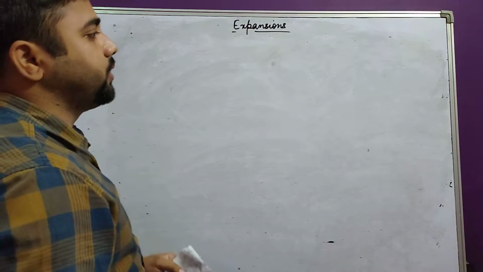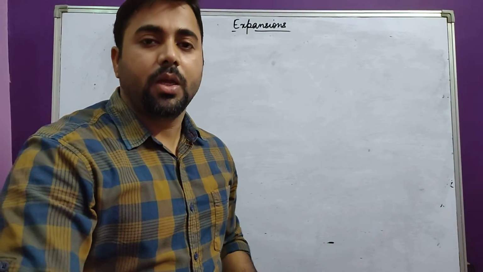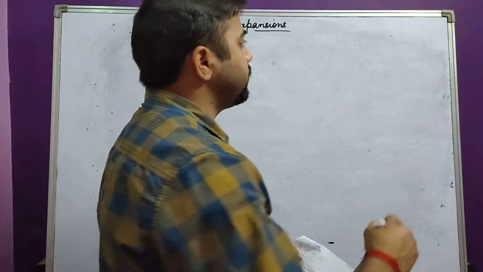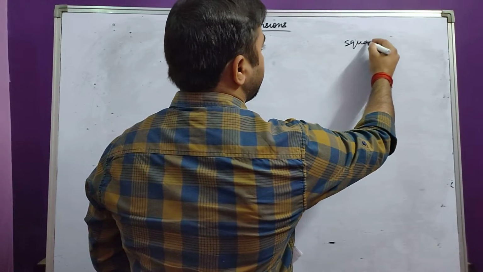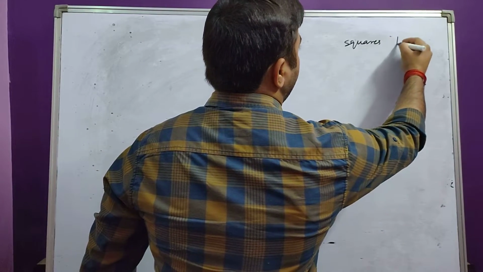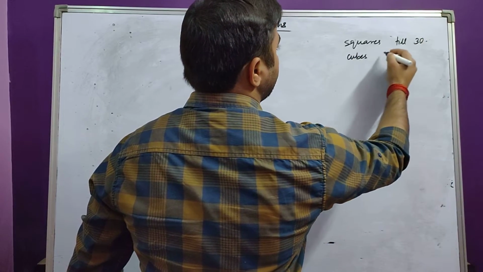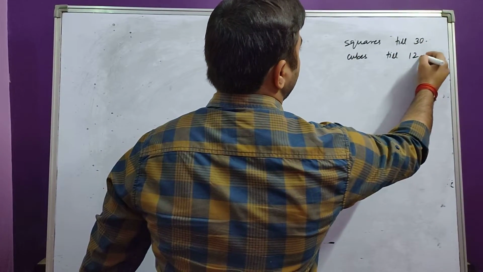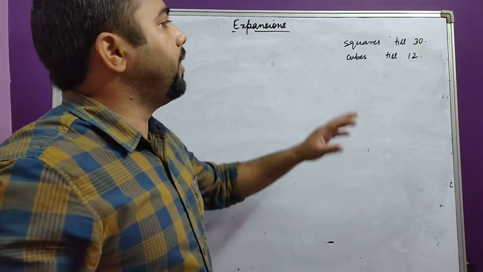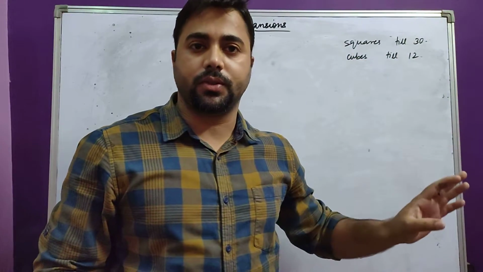Before starting with expansions, first thing that you have to do is you have to learn squares till 30 and cubes till 12. This must be clear in your mind, and then you have to start with expansions.